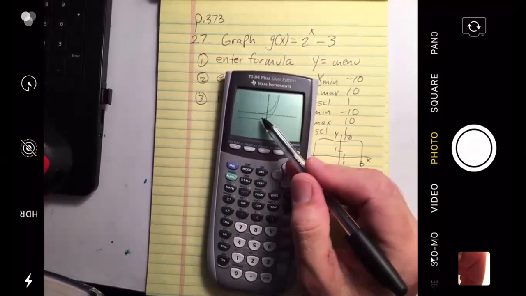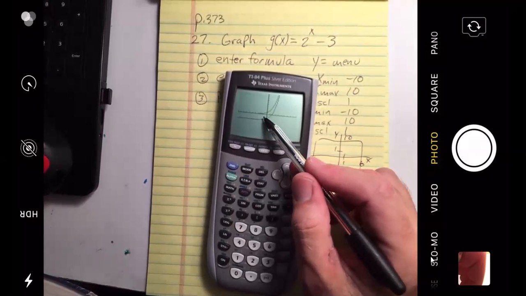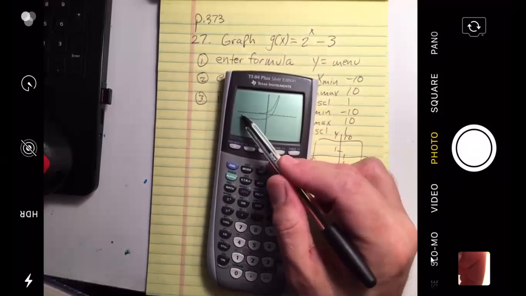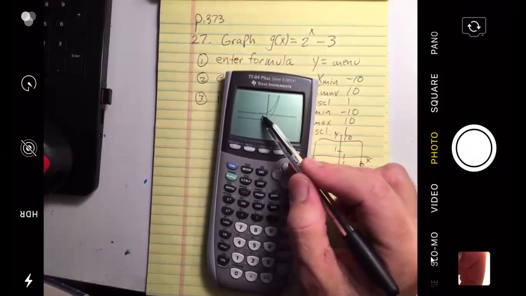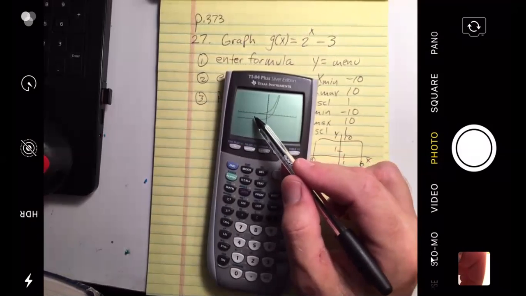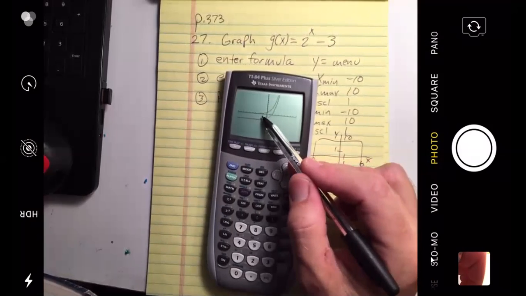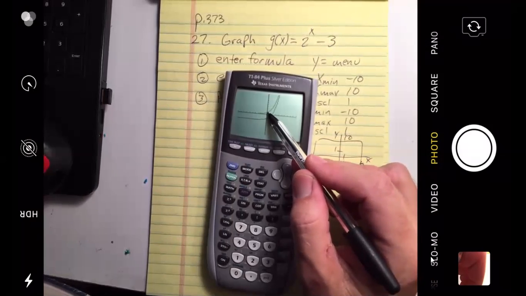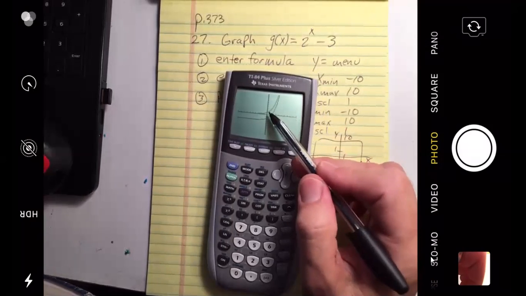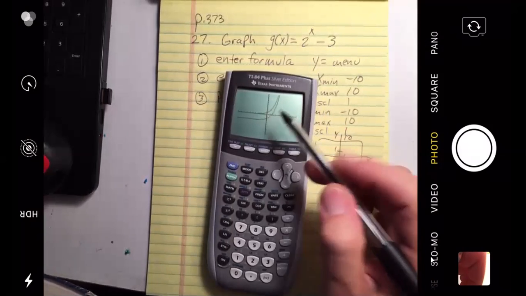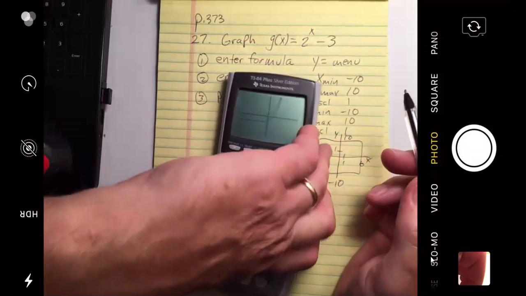So 2 raised to the x approaches the x-axis as an asymptote, y equals 0, a horizontal line. It's approaching but not touching. 2 to the x approaches y equals 0 here, which is the x-axis. It goes through an intercept of 1 and then rises like this. This graph is now shifted down 3. So let me see if I can write that down and show you.